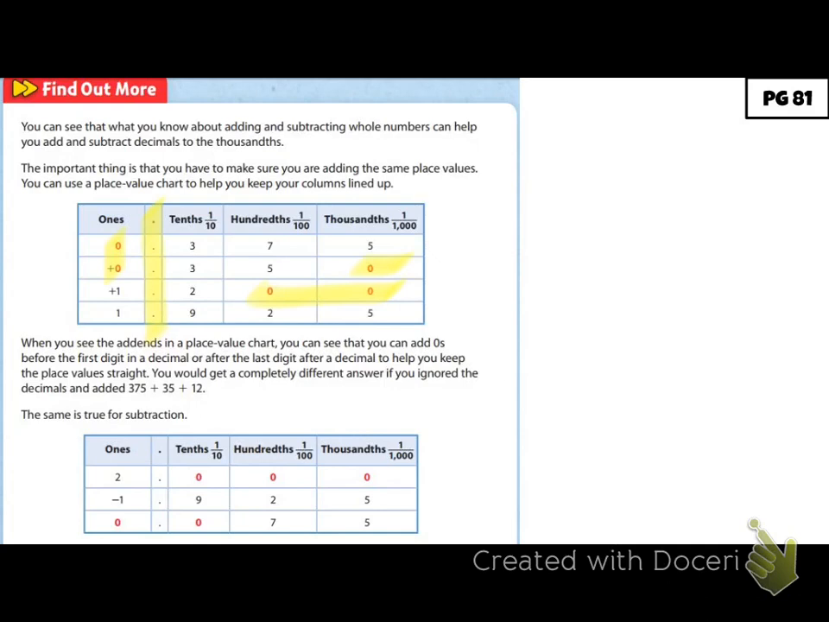When you see the addends in a place value chart, you can see that you can add zeros before the first digit in a decimal or after the last digit in a decimal to help you keep the place value straight. You would get completely different answers if you ignored the decimals and just added all those numbers together. Okay, the same is true for subtraction. So just like we did on the previous page, we added our zeros in so that we held those place values.